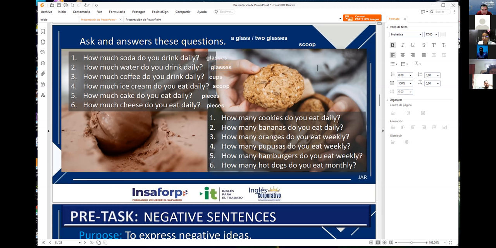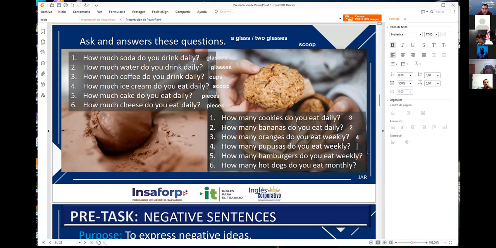Okay, and how many cookies do you eat daily? You can say, 3 cookies, 4 cookies, 5 cookies. Here you may use a number. Imagine that you say 3 cookies. How many bananas do you eat daily? You can say 2 bananas. How many oranges do you eat weekly? Because it's weekly, you can say 4 or 5.